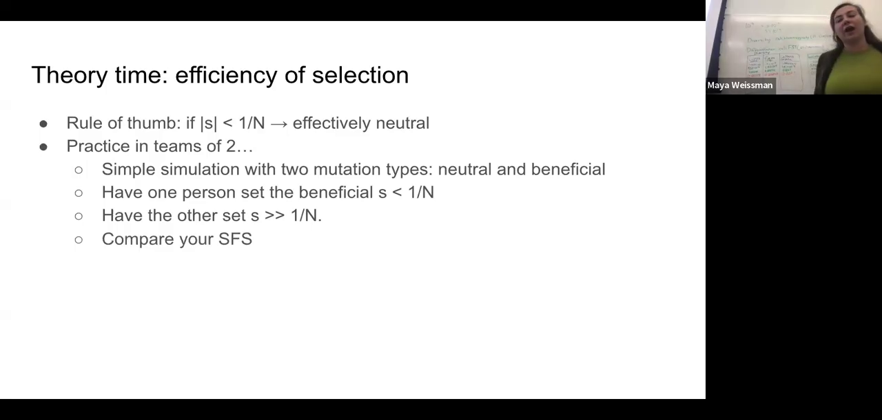And then after you finish doing that, generate an SFS and compare your SFS. Remember to include a burn-in before you introduce your beneficial mutations. And switch up the teams a little bit.